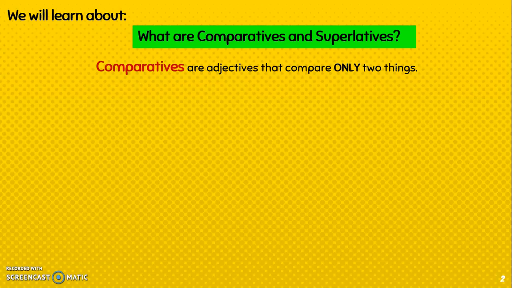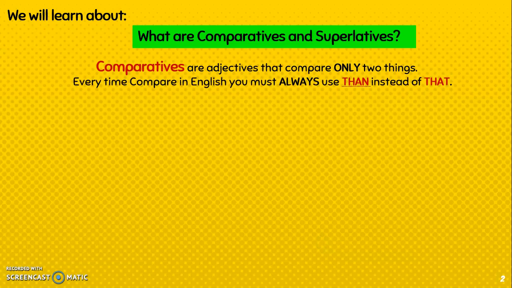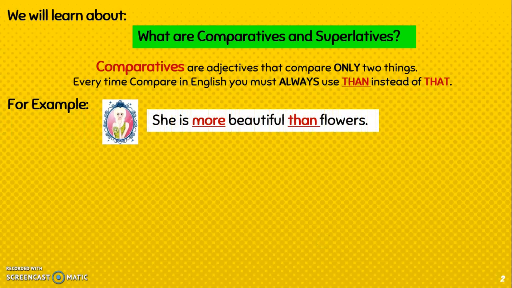Comparatives are adjectives that compare only two things. Every time you compare in English, you must always use "than" instead of "that". For example, she is more beautiful than flowers.